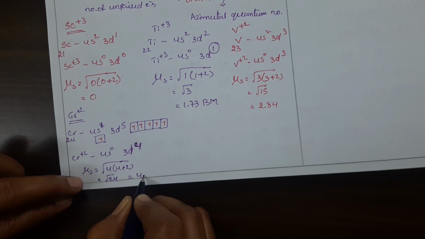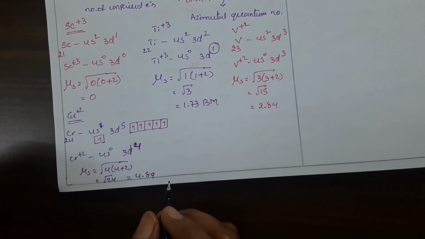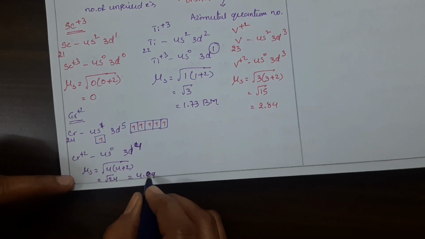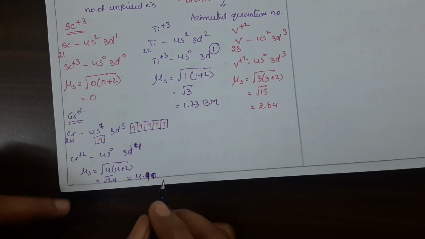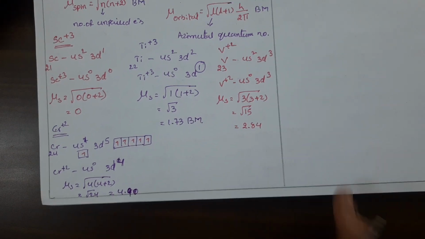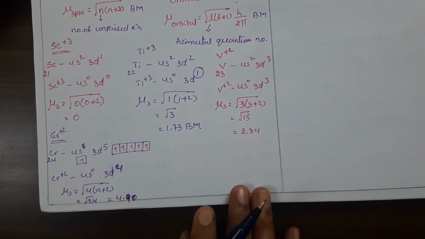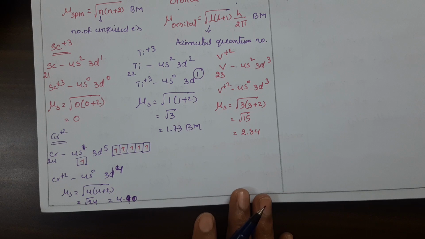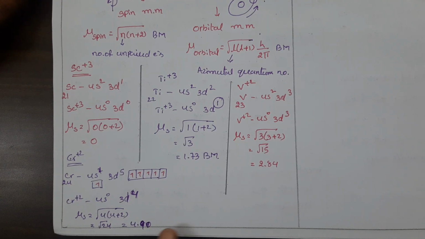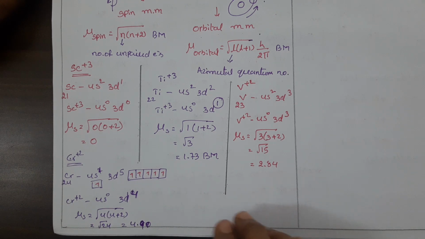It is nothing but 4.90. 4.90 is the answer. So it is the chromium plus 2 magnetic moment. In the same way we can calculate the magnetic moment of the remaining elements also. In this way we can calculate the magnetic moment of 3d series elements.